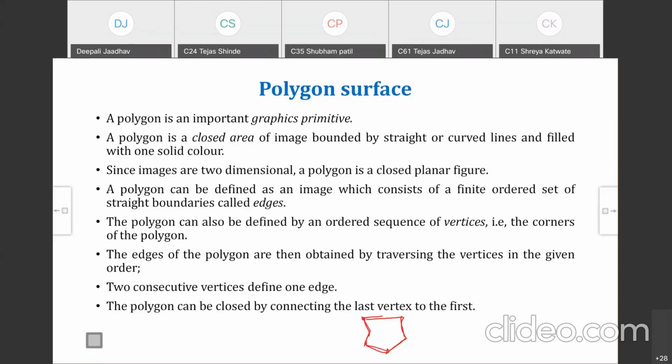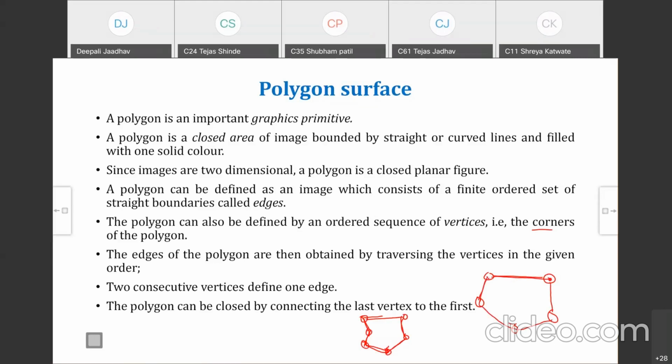The polygon can also be defined by the ordered sequence of vertices. This is vertex V1, V2, V3, V4, V5 and V6. So the sequence of vertices we call the corners of the polygon. The edges of the polygon are then obtained by tracing the vertices. Suppose I draw here like this. By tracing these vertices, I can draw a polygon. When the last vertex meets the first vertex, it is a complete polygon.